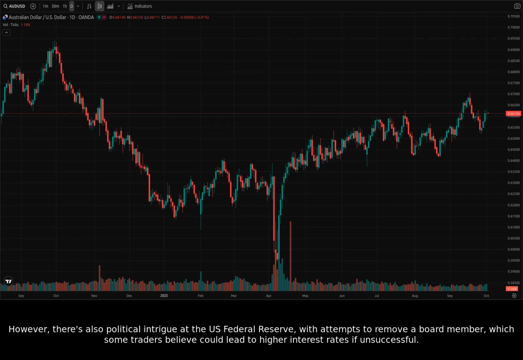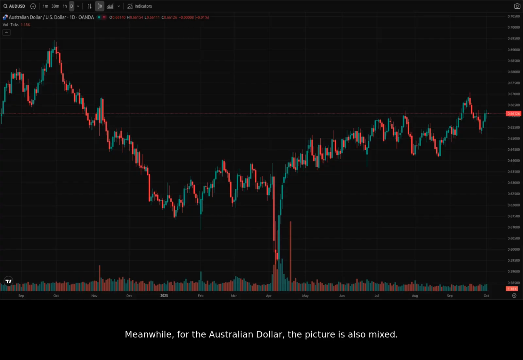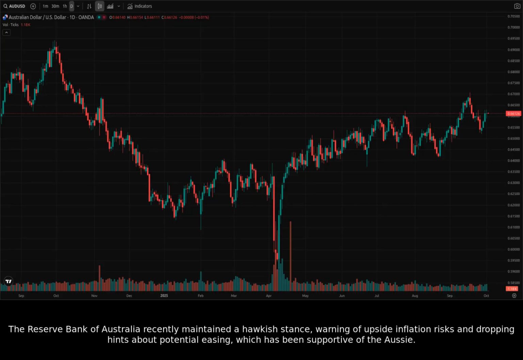However, there's also political intrigue at the U.S. Federal Reserve, with attempts to remove a board member, which some traders believe could lead to higher interest rates if unsuccessful. Meanwhile, for the Australian dollar, the picture is also mixed. The Reserve Bank of Australia recently maintained a hawkish stance, warning of upside inflation risks and dropping hints about potential easing, which has been supportive of the Aussie.